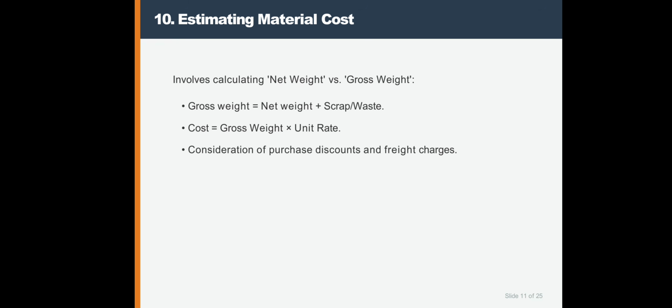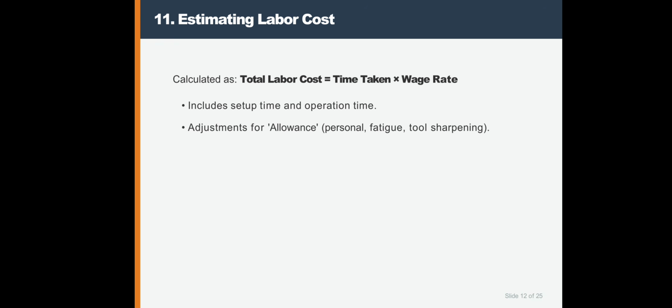Estimating material cost involves calculating net weight versus gross weight. The equation is: gross weight is equal to net weight plus scrap or waste. Cost is equal to gross weight into unit rate. Consideration of purchase discounts and freight charges may be included in the estimating of material cost.